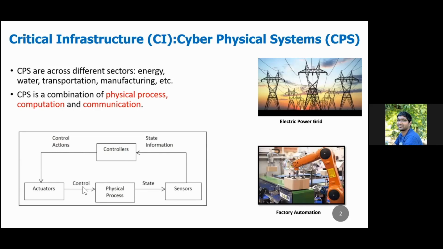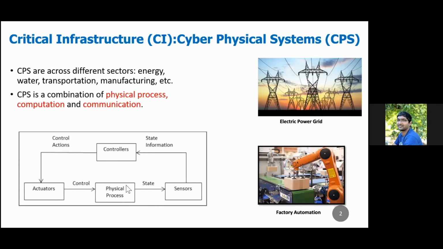You can consider actuators in the case of a water treatment plant. Actuators can be water pumps or valves, which decide the direction of the water, and so on. So this is a state transformation diagram of how a CPS works in general.